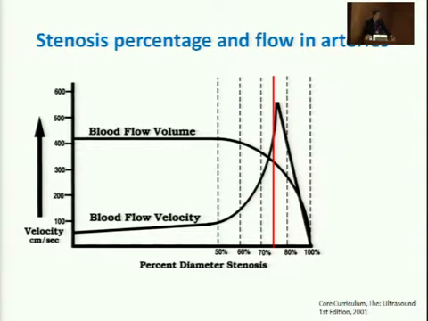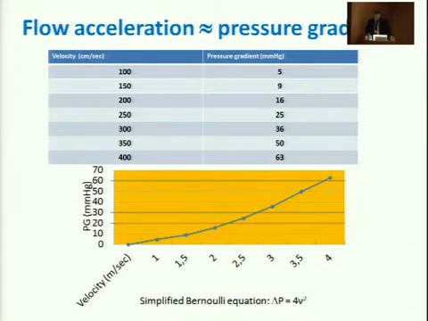As we know, blood flow volume and blood flow velocity are interrelated, and the diameter stenosis close to 75% is associated with significant decrease of blood flow volume. We can non-invasively estimate the pressure gradient inside the stenosis, as we do it during echocardiography in case of aortic valve stenosis and so on.